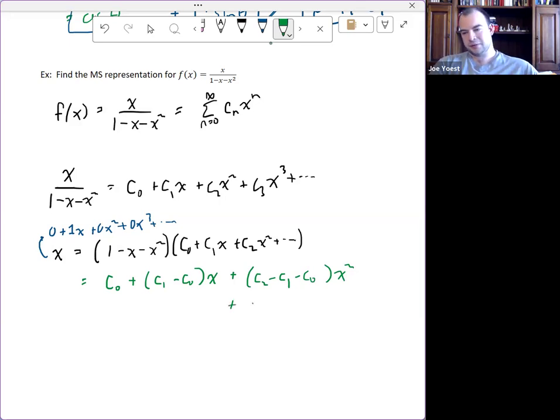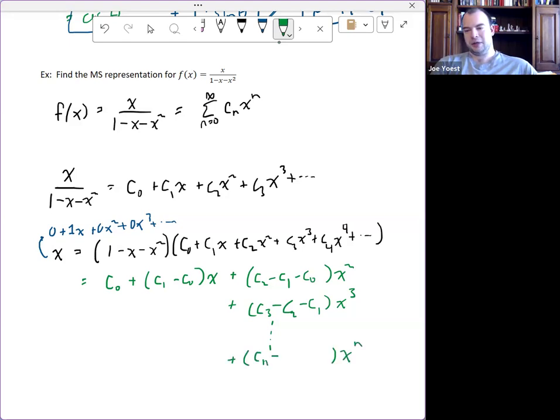What about x cubed? Well, to make an x cubed, I could have 1 times x cubed with the coefficient of C3, or negative x times C2x squared, so that's a minus C2 coefficient. Or a negative x squared times C1x, that's a minus C1 coefficient. I could go out another one, but I think I see the pattern that x to the n is going to have Cn minus 1 minus Cn minus 2.